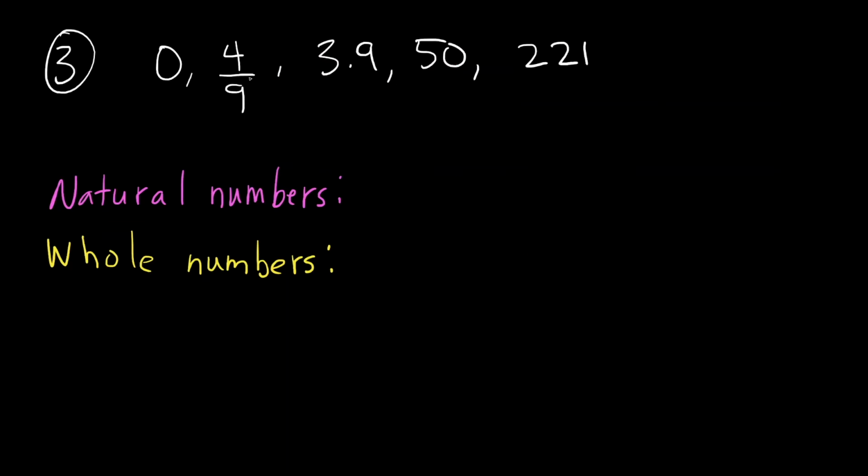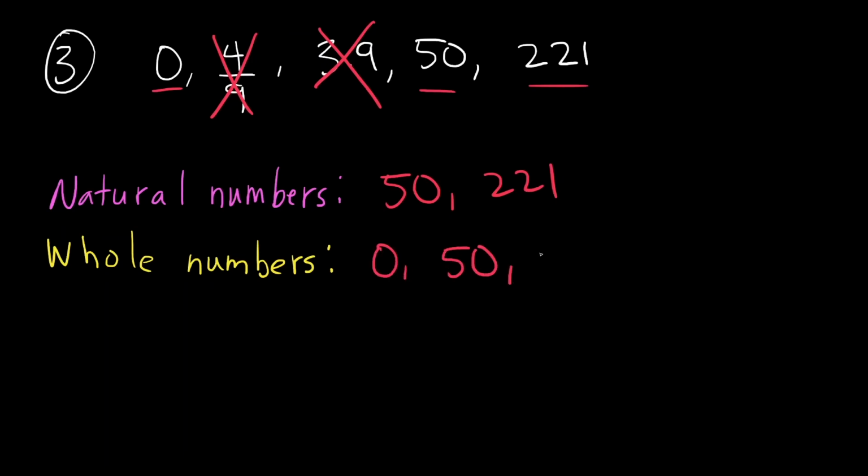And for our last example, we have the numbers 0, 4/9, 3.9, 50, and 221. We'll get rid of the numbers that won't be in either set. So we have 4/9, that's a fraction, and 3.9, that's a decimal. They will not be in either set of numbers. So we're left with, for natural numbers, 50 and 221. Whole numbers will include natural numbers, so we'll have 50 and 221 included. We also notice that there's a 0. So whole numbers will have 0, 50, and 221.